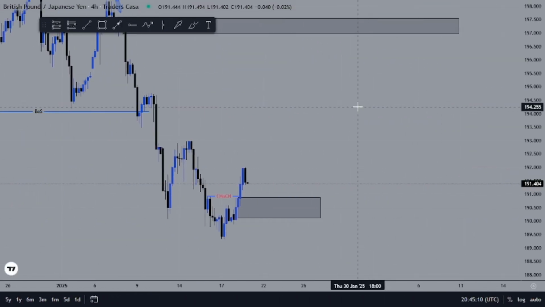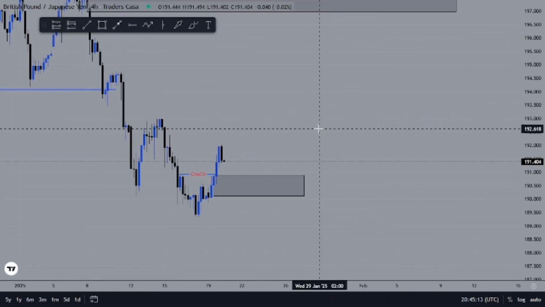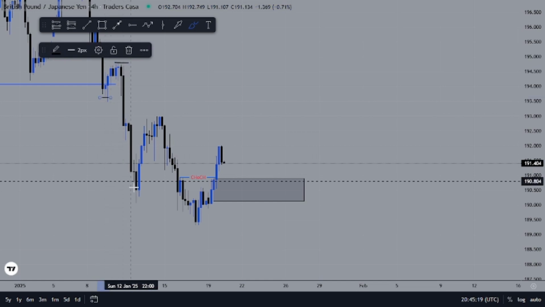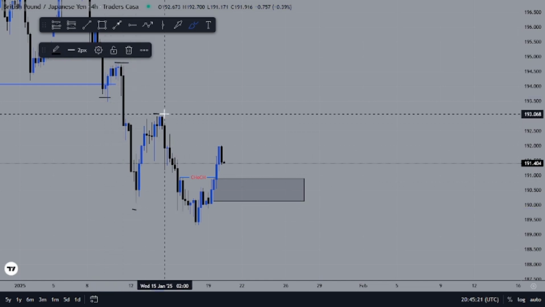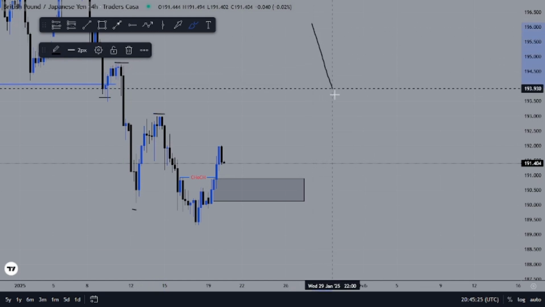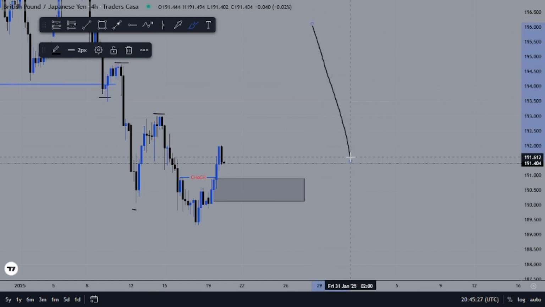So when you take a look at the 4 hour time frame on GBPJPY, you can clearly see the market was printing lower lows and lower highs, indicating that we are trending downwards, which aligns with the 1 day time frame bearish momentum that we saw.